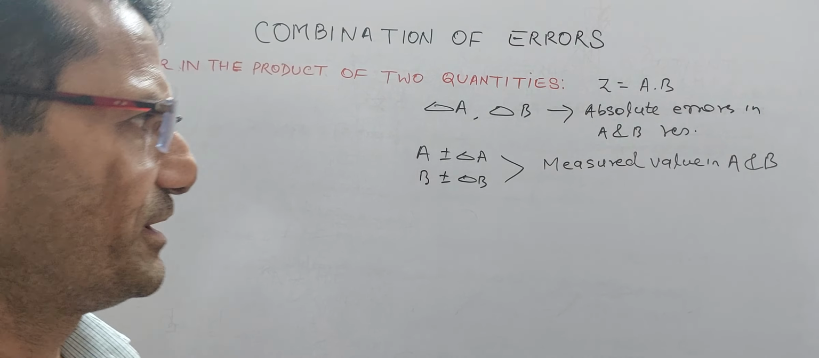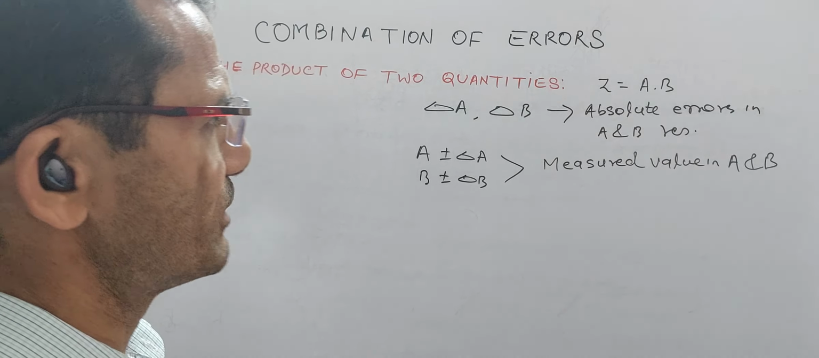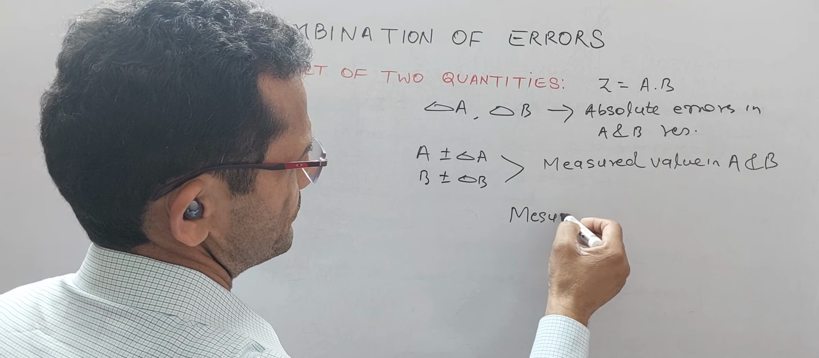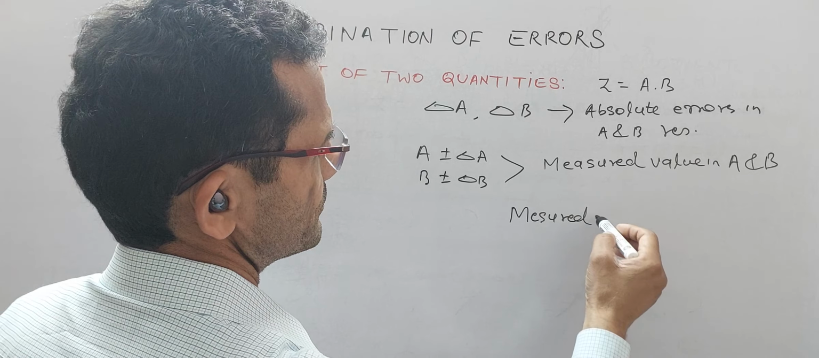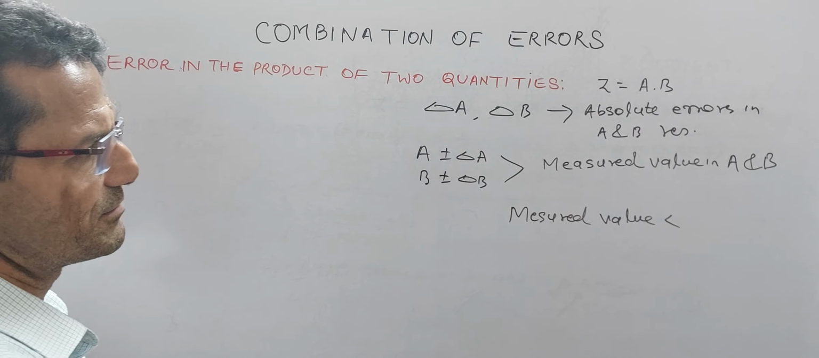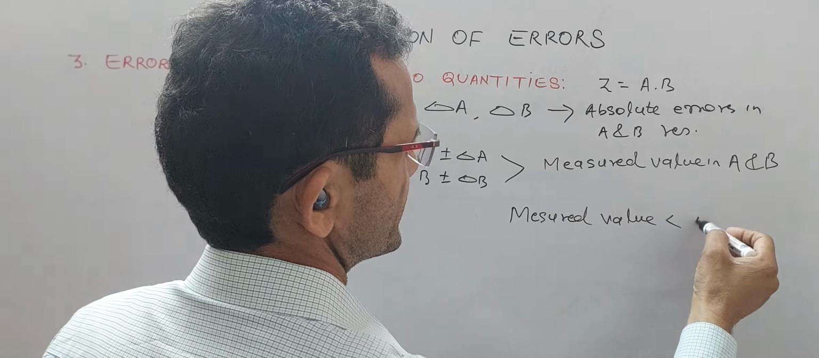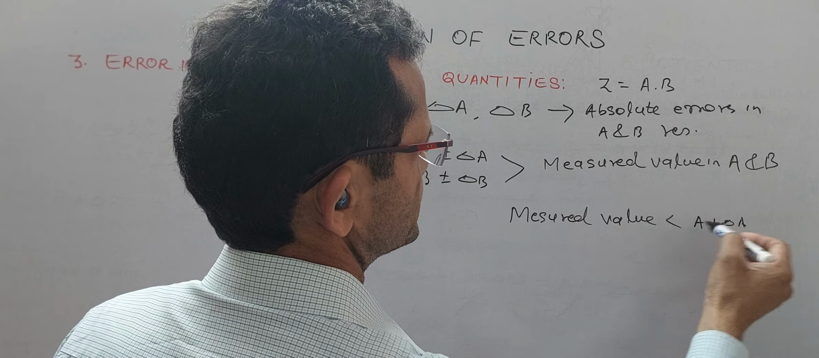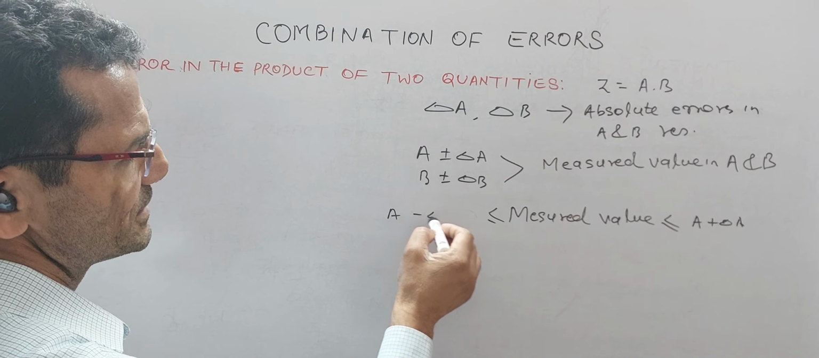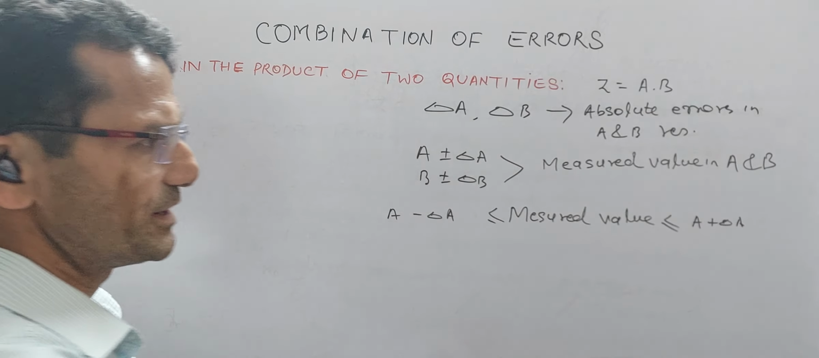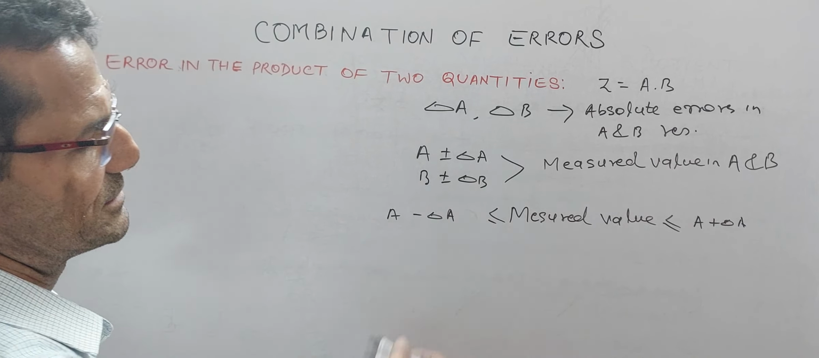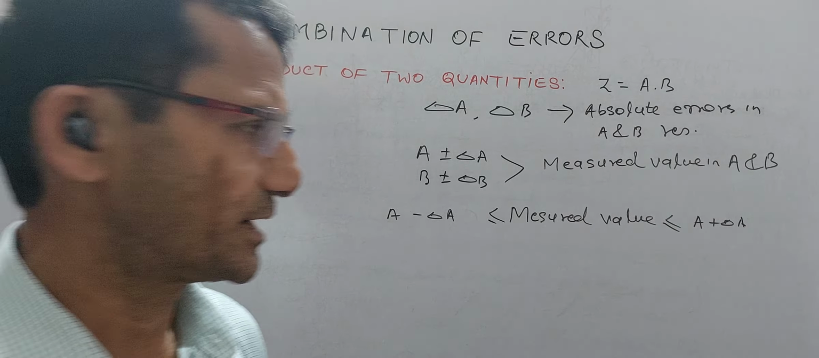So it means that when we measure these quantities A and B, our measured value will lie between two limits. The maximum will be A plus delta A, and the minimum will be A minus delta A. So our measured value will lie between these two values. Similarly for B, it is B plus minus delta B.